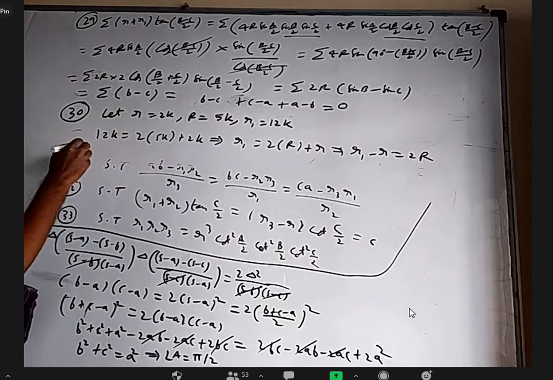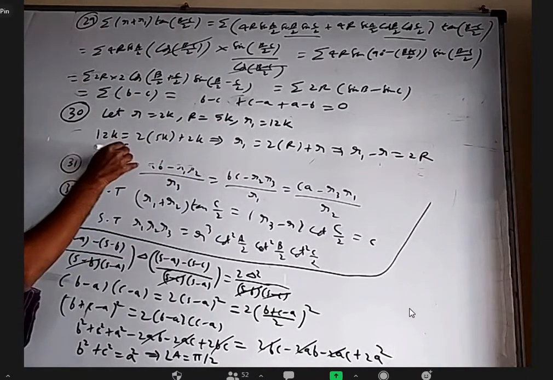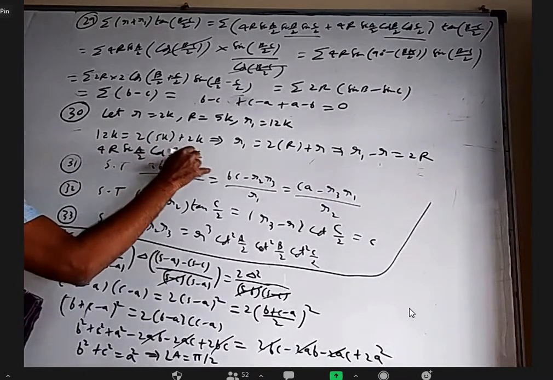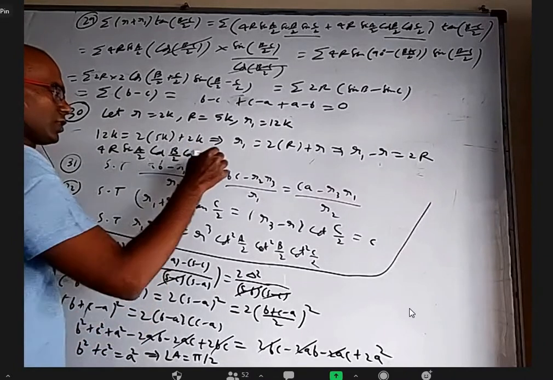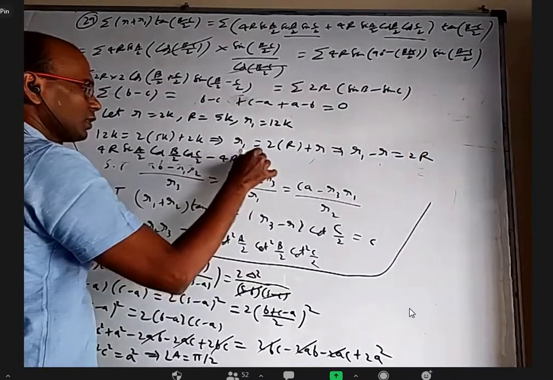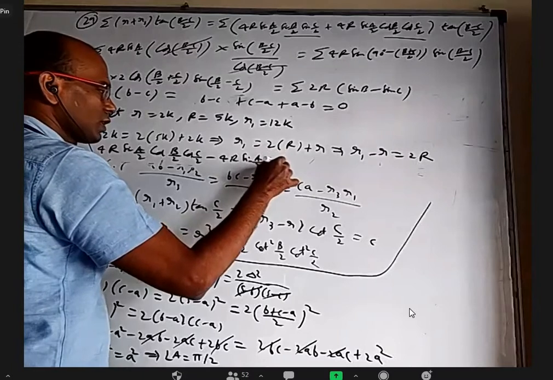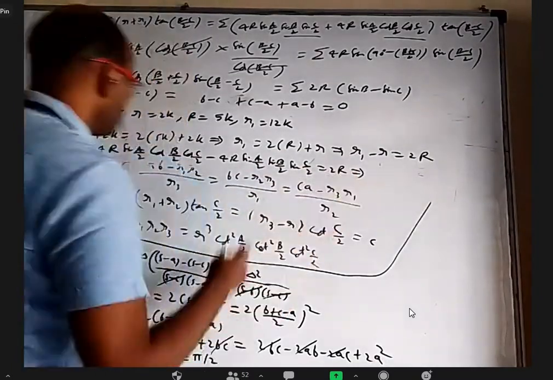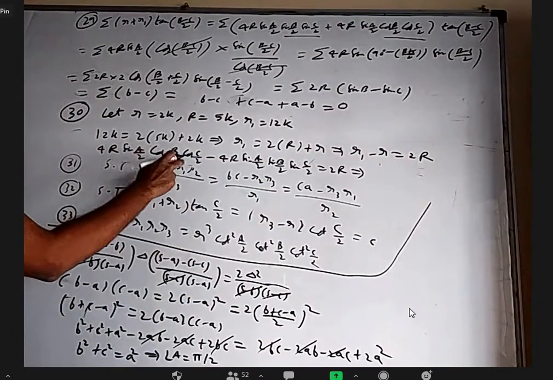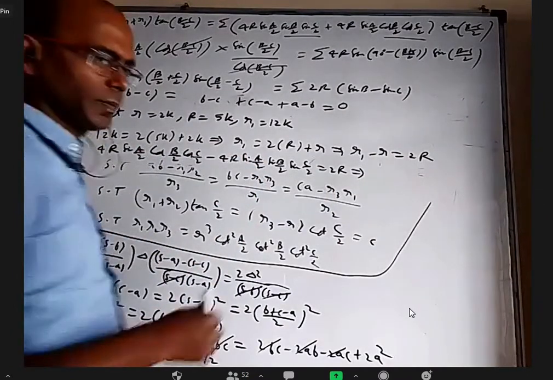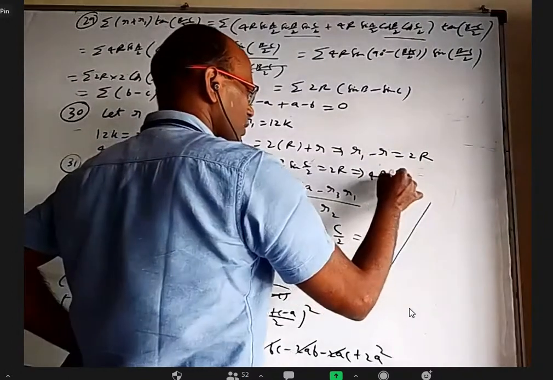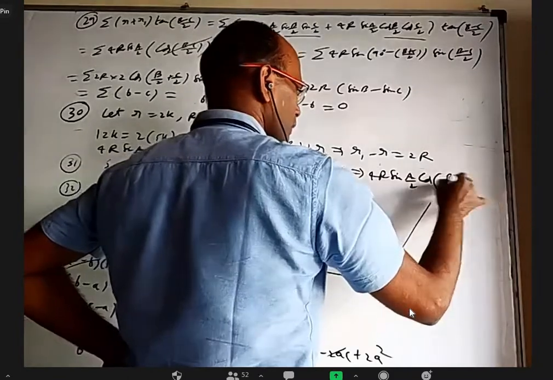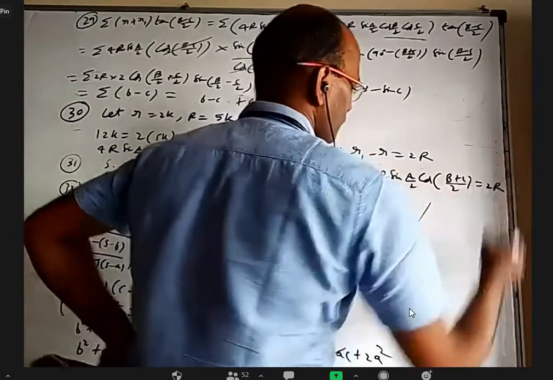Earlier we did, R1 is 4 capital R sin A by 2 cos B by 2 cos C by 2. And r is 4 capital R sin A by 2 sin B by 2 sin C by 2, so R1 minus r equal to 2R. If I take 4R sin A by 2 common, I will get cos B by 2 cos C by 2 minus sin B by 2 sin C by 2, which is cos of B plus C by 2. So it will be 4R sin A by 2 common, cos of B plus C by 2, which is 2R.